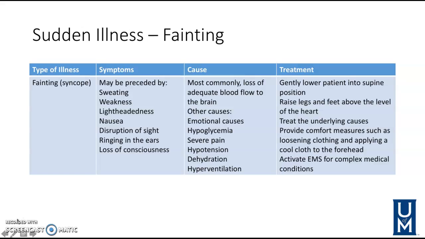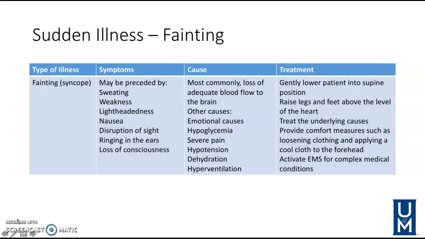There are some usual symptoms that occur prior to fainting, like sweating, lightheadedness, nausea, seeing stars or a disruption of sight, and a ringing in the ears. Oftentimes this is due to a loss of adequate blood flow to the brain. It can also be caused by emotional issues, hypoglycemia, pain, low blood pressure, dehydration, or hyperventilation. So lots of different things can cause fainting.